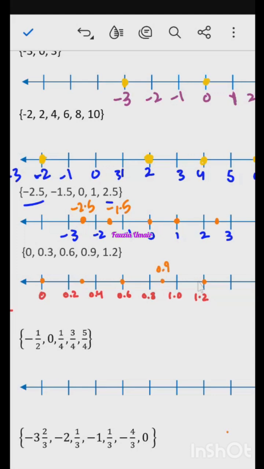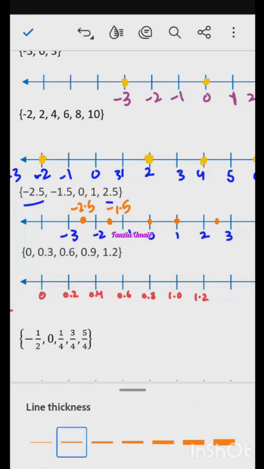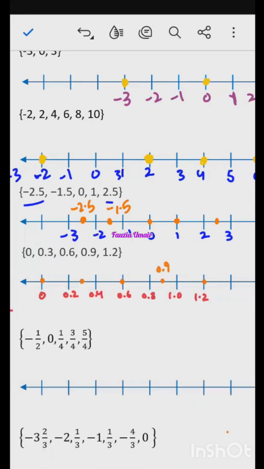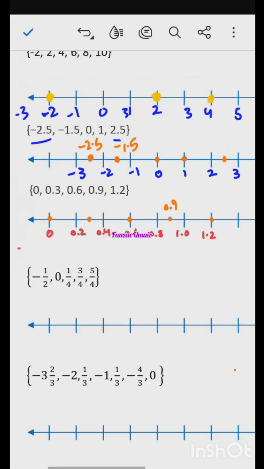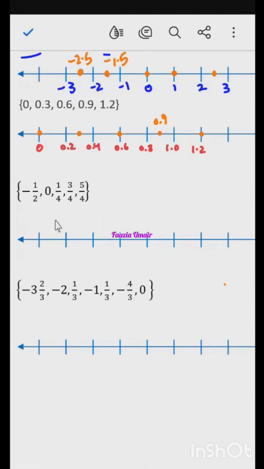All right. So Vita, I will share these worksheets in the class group so that you can complete the missing work also. Okay. So next worksheet, next number line, the values are minus 1 by 2, 0, 1 by 4, 3 by 4, and 5 by 4. So I know this 5 by 4 is basically 1 whole 1 by 4. Okay, the rest are all in proper form, so I can just plot.